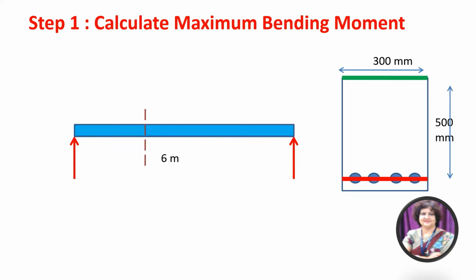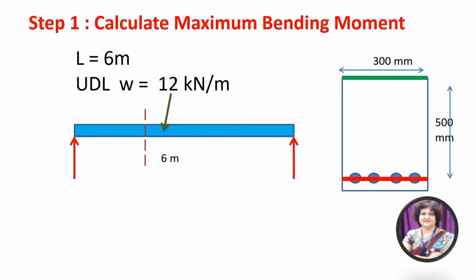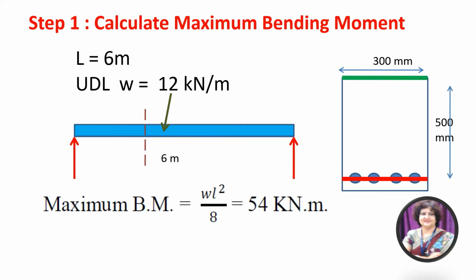So at these two locations, what are the stresses developed in the beam? This is the problem. Now data given is span 6 meter and uniformly distributed load 12 kilonewton per meter. Now first step is to calculate maximum bending moment. Since it is a simply supported beam, you know that bending moment is WL square by 8. If you calculate, you will get 54 kilonewton meter.